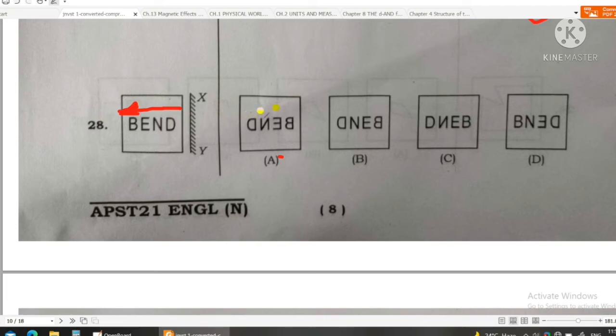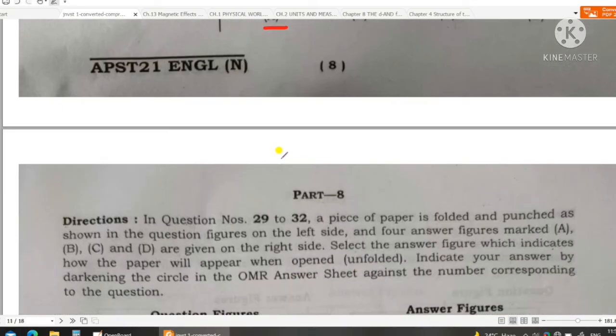के पास में आ जाएगा। So here this B is like this. ई को अगर आप मिरर में देखेंगे तो ई भी उल्टा हो जाता है। फिर एन को अगर आप देखते हैं तो एन भी इस टाइप का हो जाता है, और डी जो है उसका भी शेप कुछ ऐसा दिखता है। So in this way we come to the answer and the option A is correct. This is question number 28.